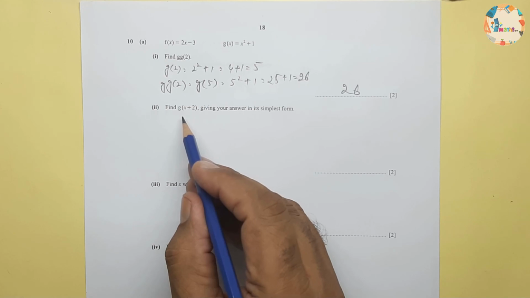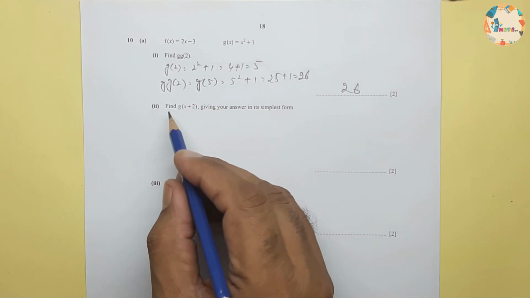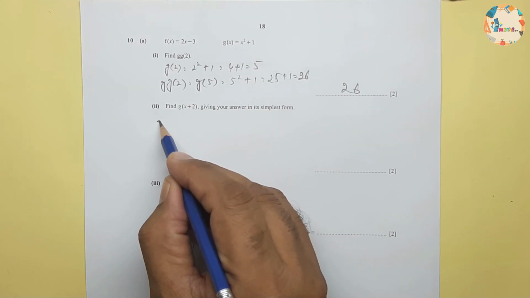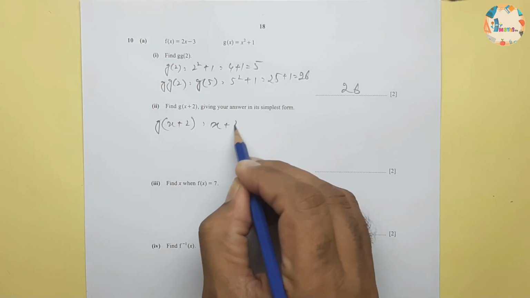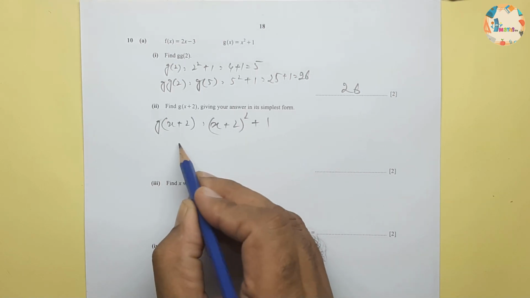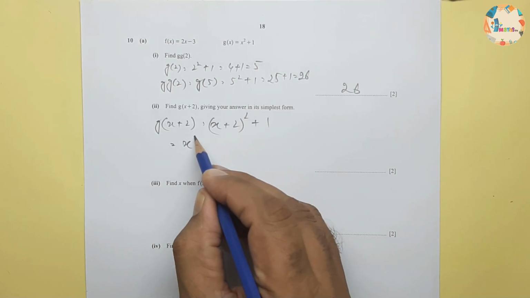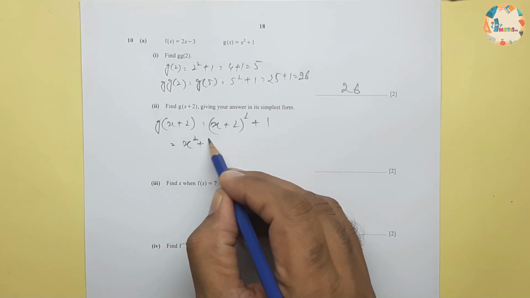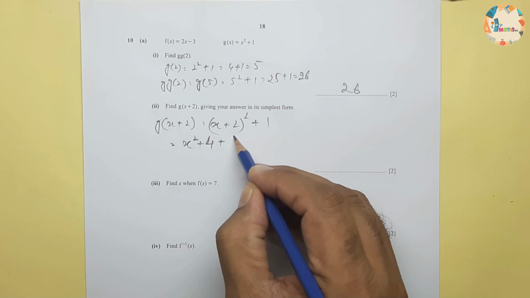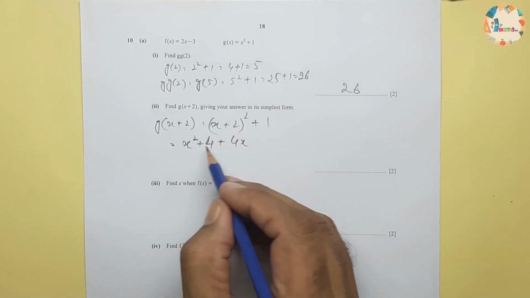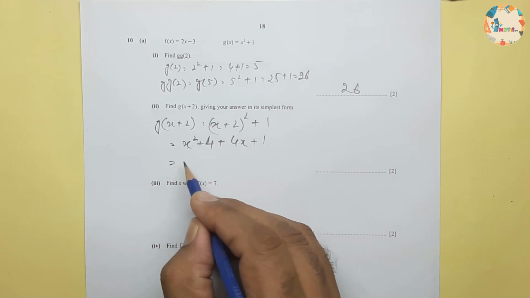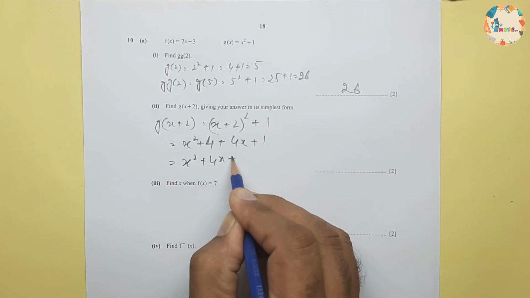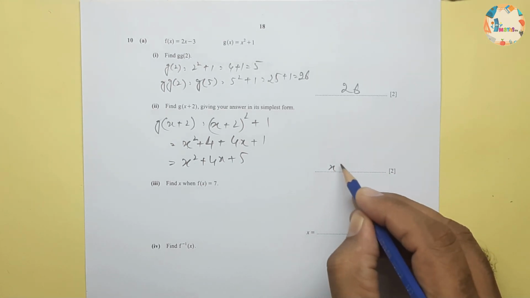Find g of x plus 2. In this one, g of x, we will be replacing x by x plus 2. So g of x plus 2 will be equal to x plus 2 squared plus 1. So x plus 2 squared, we can open: x square plus 4 plus 4x. This is a square plus b square plus 2ab, and plus 1. So this will be equal to x square plus 4x plus 5, and this will be our answer.